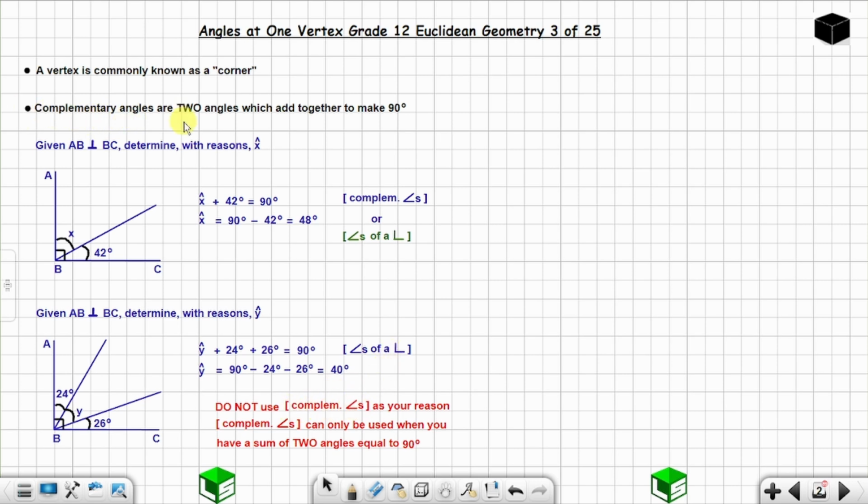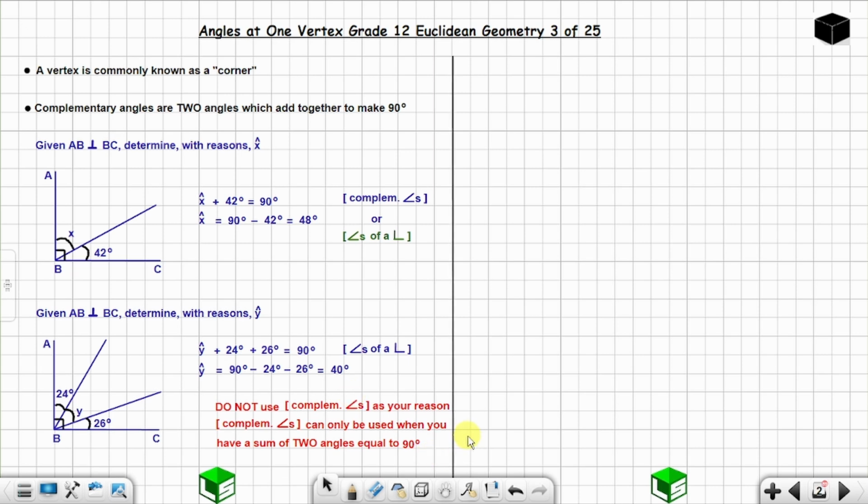Complementary angles means two angles which add together to make 90 degrees. So this can only hold when you have two, not more than two. In the first example, you have two options: you can use this or this as your reason. But in this one, since you have more than two angles, you can only use this. Do not say complementary angles. This can only hold when you have two angles. I hope you understand.